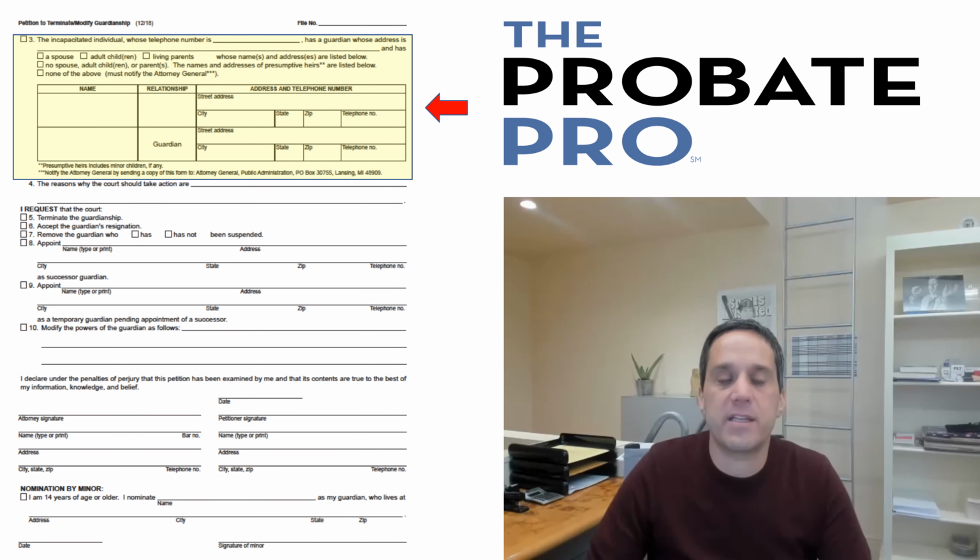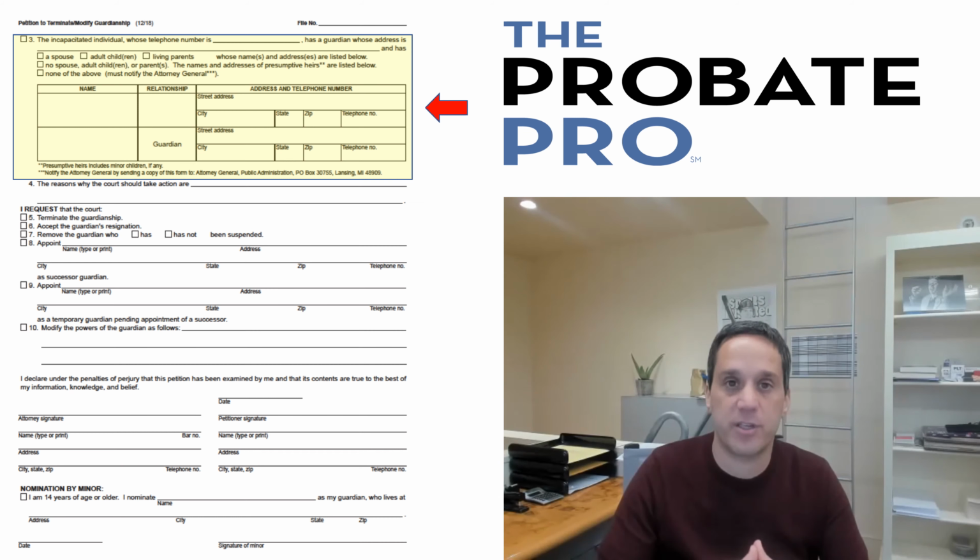As we work our way to the back side of the petition to terminate, in section 3, this is an identification of all of the interested persons entitled to notice of this petition to terminate. There's a court rule, MCR 5.125, that identifies who is entitled to notice. It would include the current guardian, the ward themselves, and then other related family members.